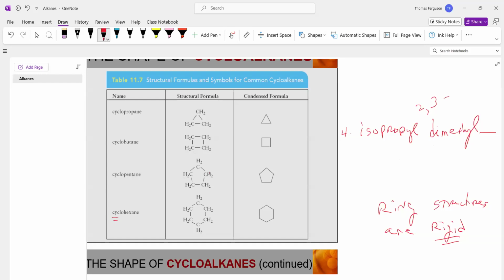Okay, and cyclohexane is the most stable, and cyclopropane is the least.